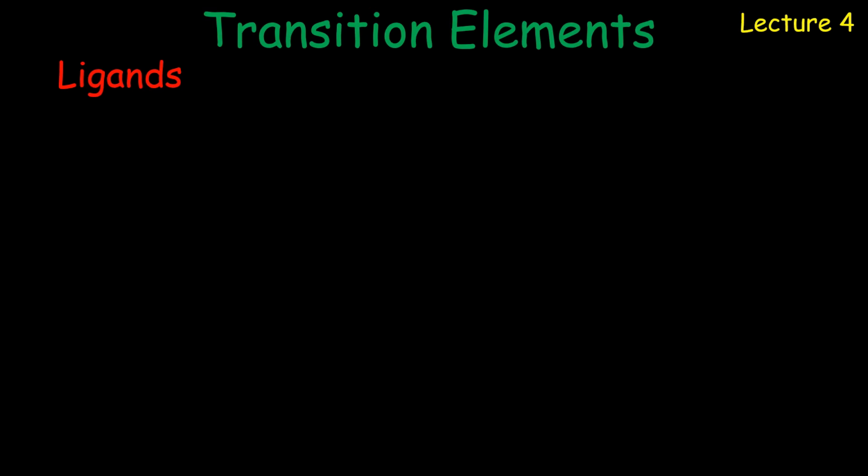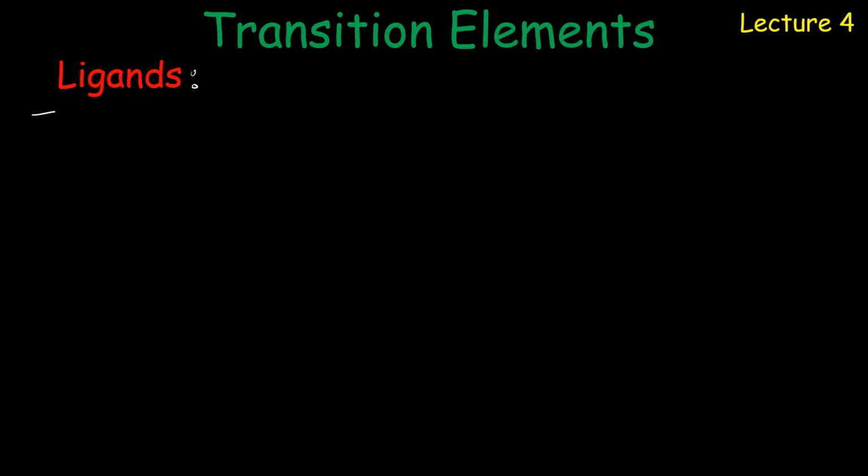Today we discuss about ligand, which is a very important topic for the transition elements. So ligands are the substances that donate electron pair to central metal atom. जो substance electron pair का donor है बच्चे उसको आप नाम देते हो ligands का.